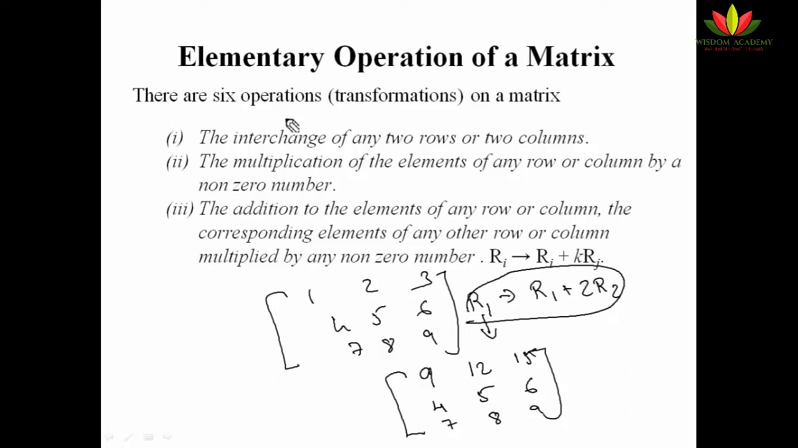I wrote 6 operations, but I teach only 3, right? Why is it 6? It is 3 for rows and 3 for columns. I can interchange 2 rows or I can interchange 2 columns. So this made 2 operations, and similarly for all 3, so it became 6.